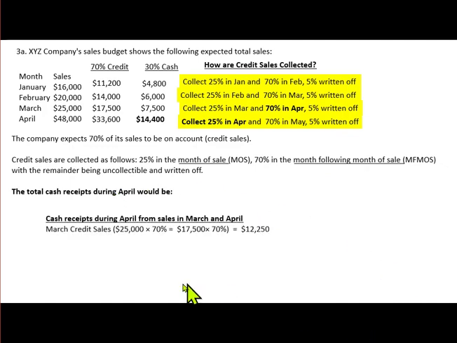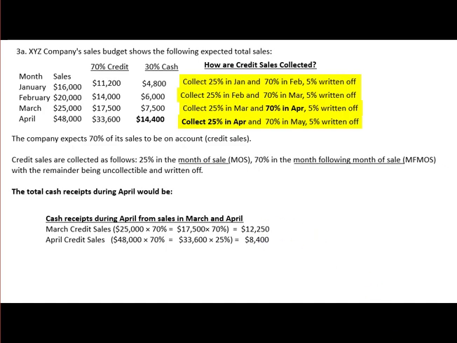We've got March credit sales, which are going to be 17,500, and we'll collect 70% of those in the month of April. So that's going to be 12,250. That's for March credit sales. For April credit sales, this looks like our credit sales for April are going to be 33,600, and we're going to have 25% of those collected in the month of April. So that's going to be $8,400.